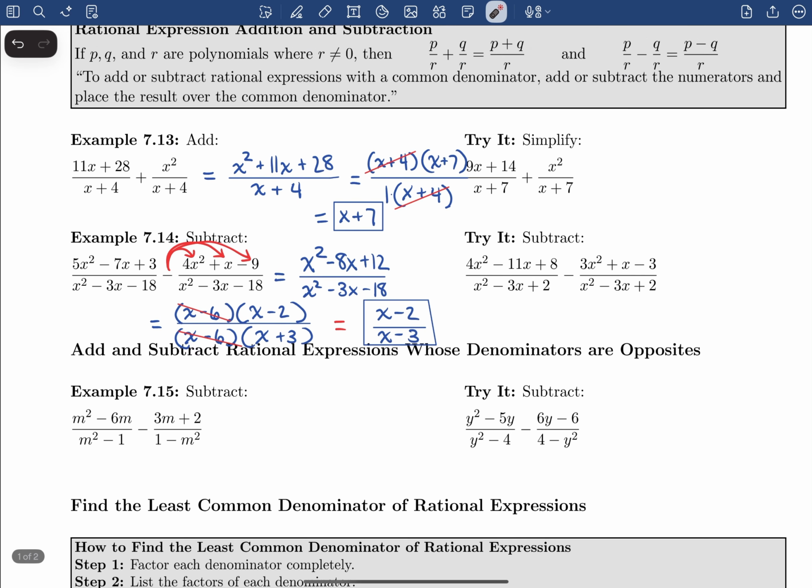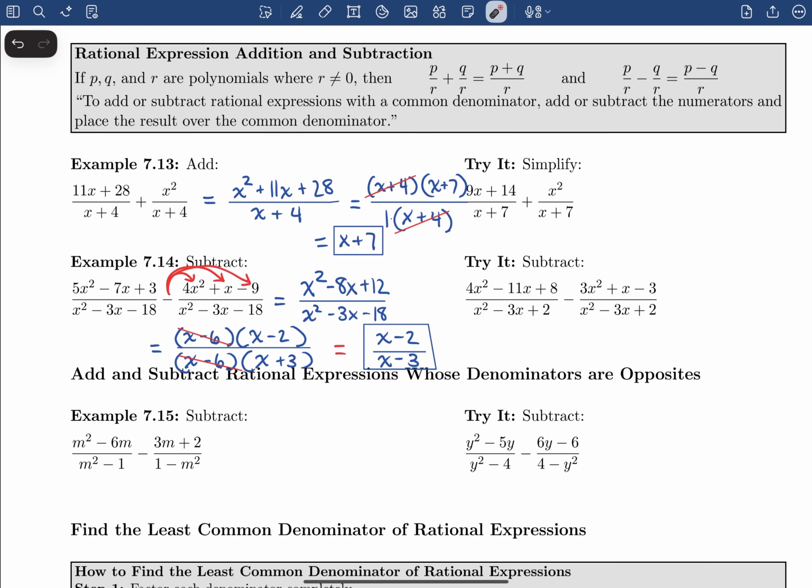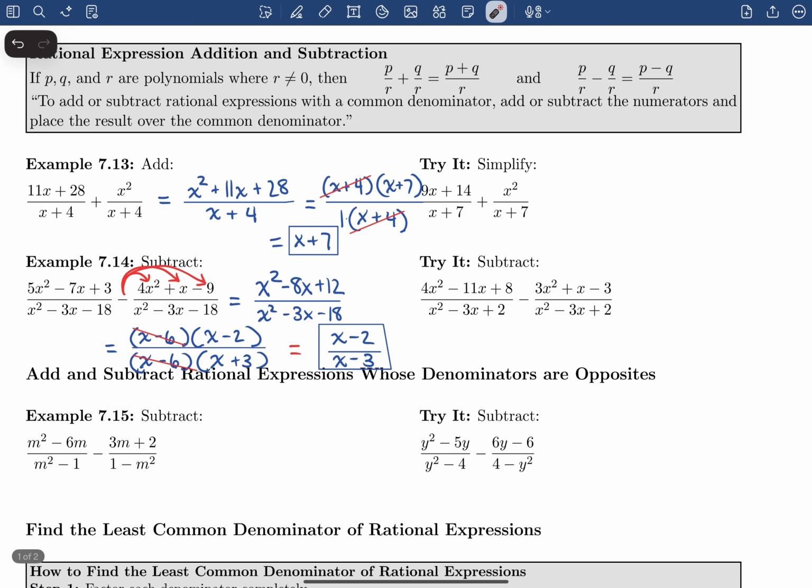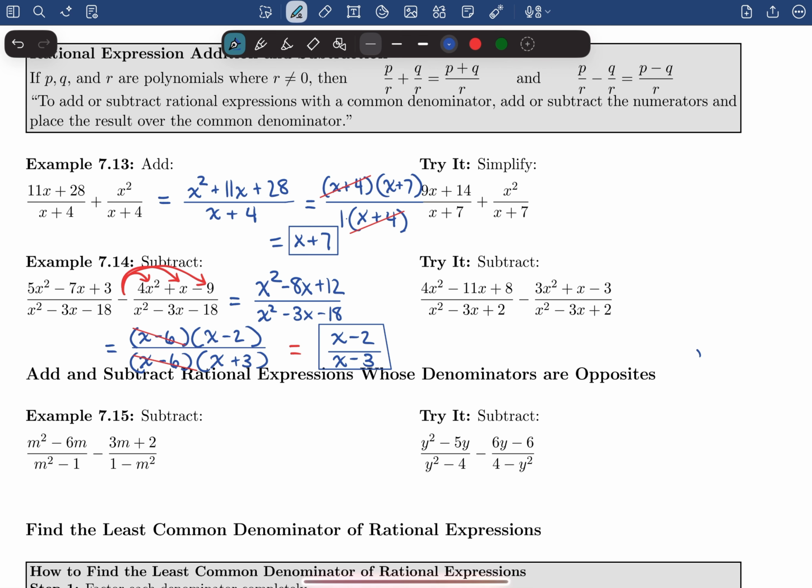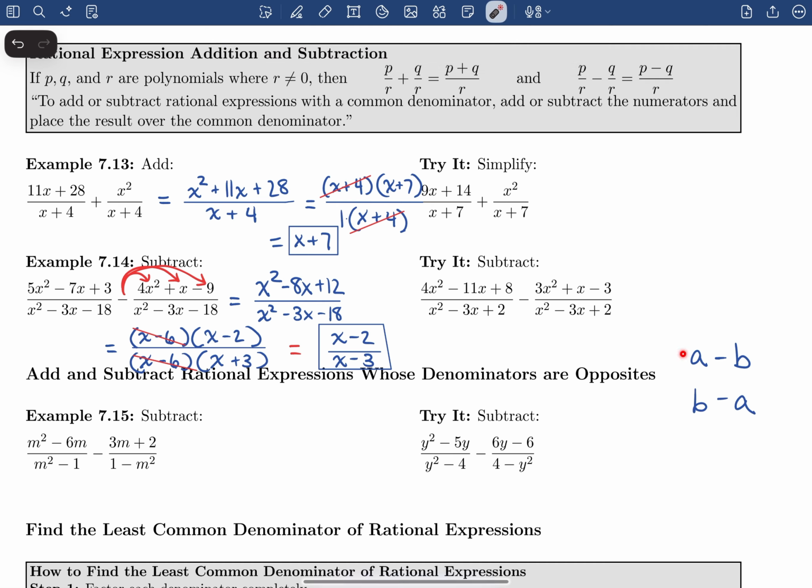Great. So we just discussed how to add or subtract two rational expressions with the same denominator. And now something very similar is when they have opposites for denominators. So this next objective is to add and subtract rational expressions whose denominators are opposites. Let's do a quick review of what opposites are from our last lesson. If I have a binomial a minus b, its opposite is b minus a. These are opposites of each other.